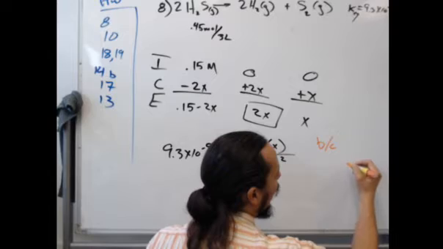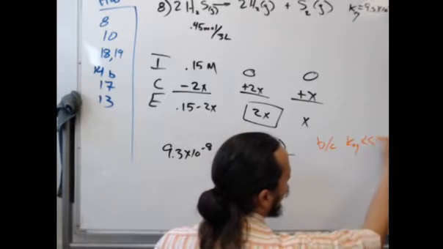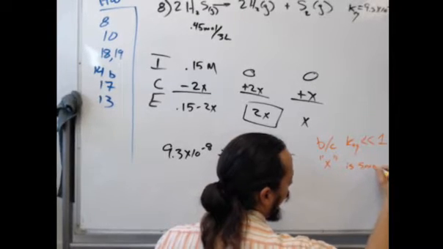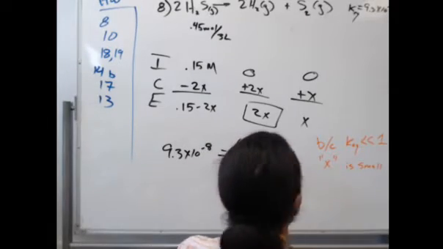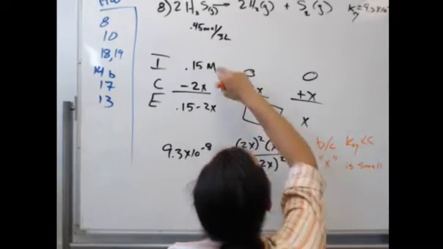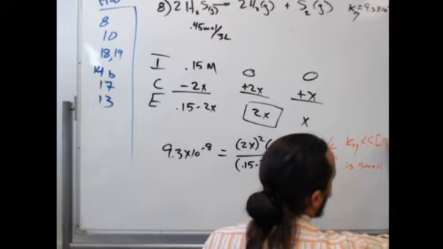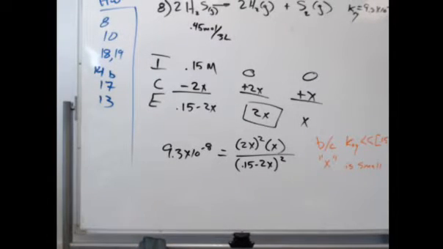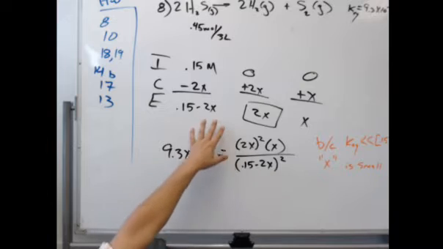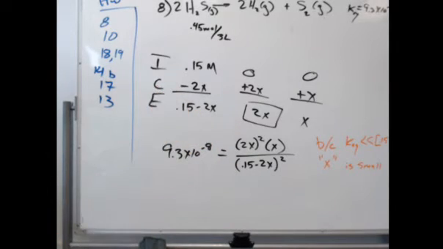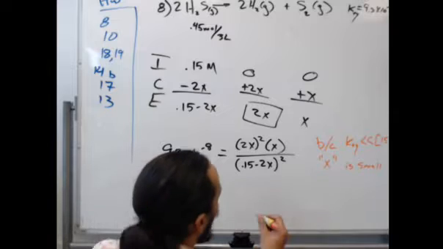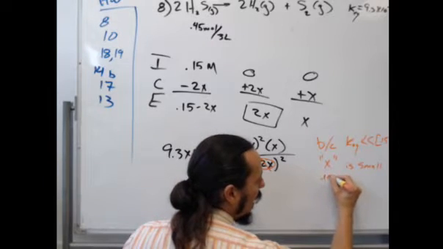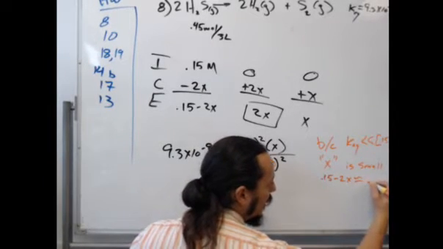Because KEQ is much less than 1, actually, it's not because it's much less than 1, it's because it's much less than our starting concentration. Because the KEQ is a really small number, we know that the amount that is going to change is only going to be a small amount. That means we can ignore that 2x, because 0.15 minus 2x is approximately equal to 0.15.